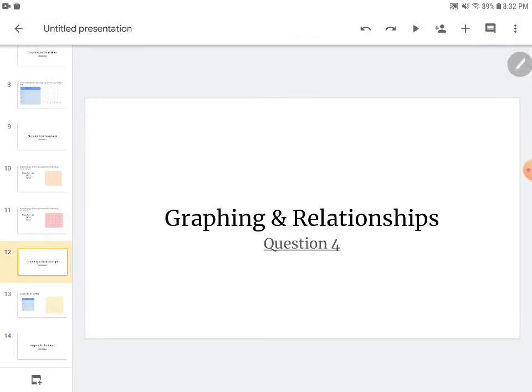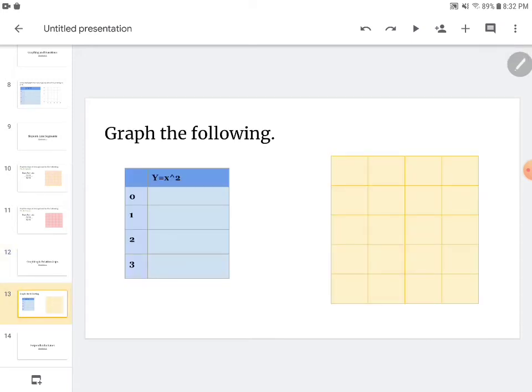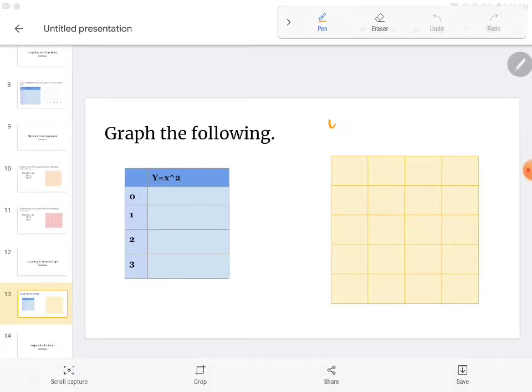Next, we're going to discuss graphing and relationships. So we're going to go ahead and graph the following. Notice how in our table we're given an equation, y equals x squared. We can go ahead and plug in some random points. I went ahead and did 0, 1, 2, and 3.